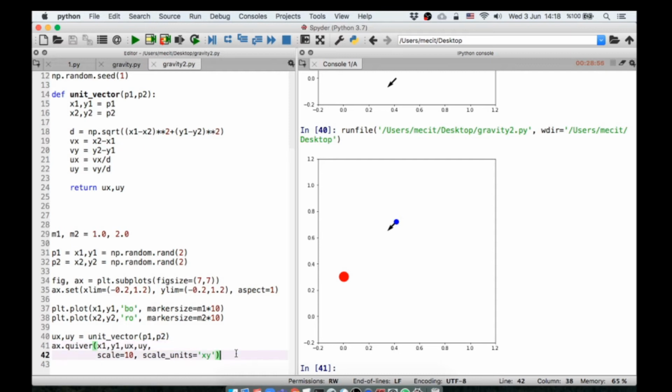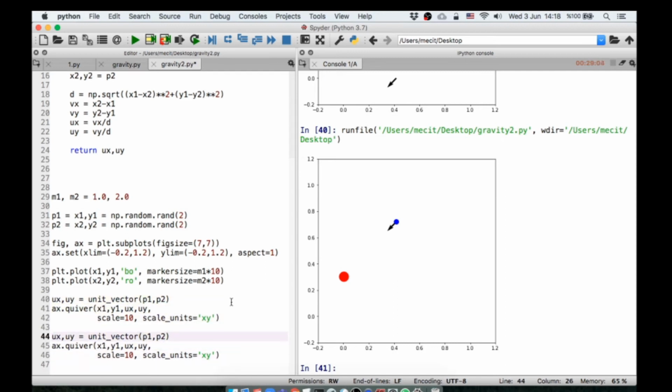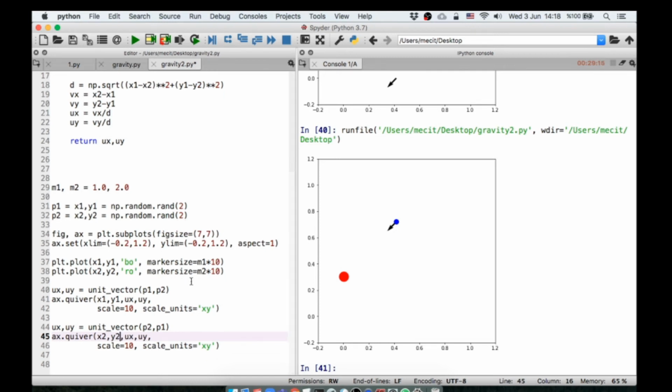How about, can I use the same for the second mass? Let us see, do that. So ux, uy this time should be between P2 and P1. And then I will be plotting that on the second one. Okay, let's run this and see. Okay, this is very good. So I have now the unit vector pointing from the second mass towards the first one.